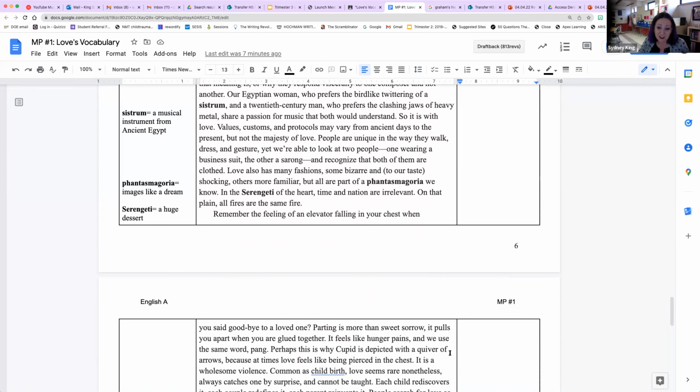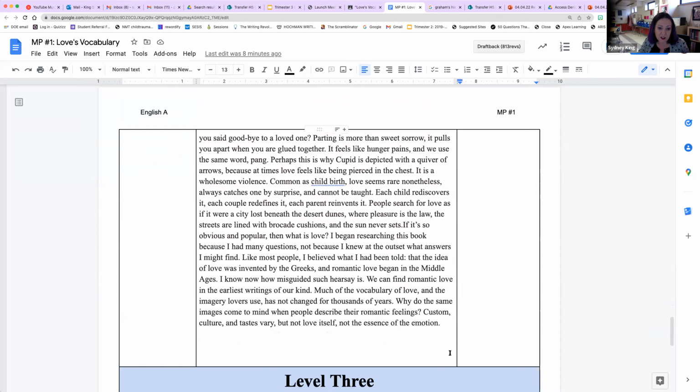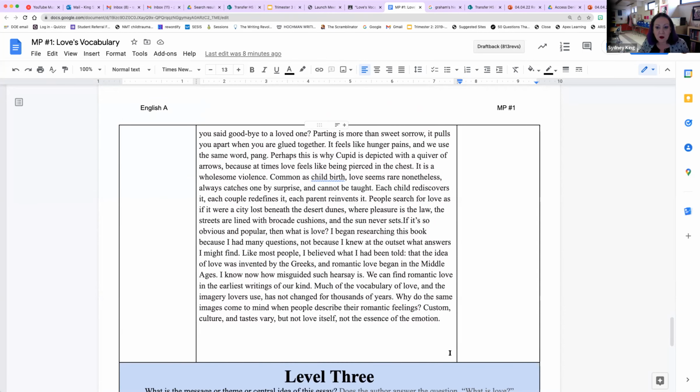Remember the feeling of an elevator falling in your chest when you said goodbye to a loved one? Parting is more than sweet sorrow. It pulls you apart when you are glued together. It feels like hunger pains, and we use the same word, pang. Perhaps this is why Cupid is depicted with a quiver of arrows, because at times, love feels like being pierced in the chest. It is a wholesome violence, common as childbirth.